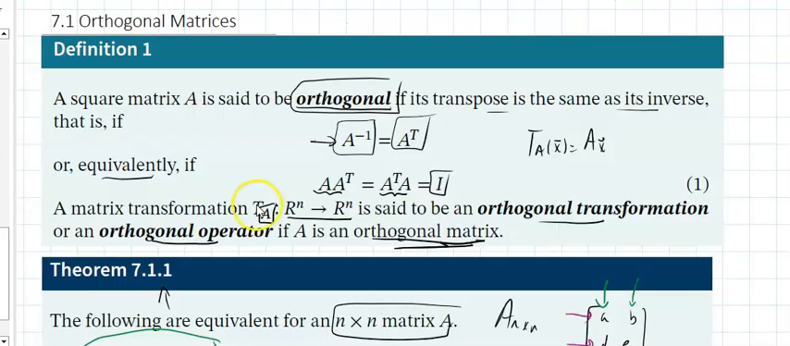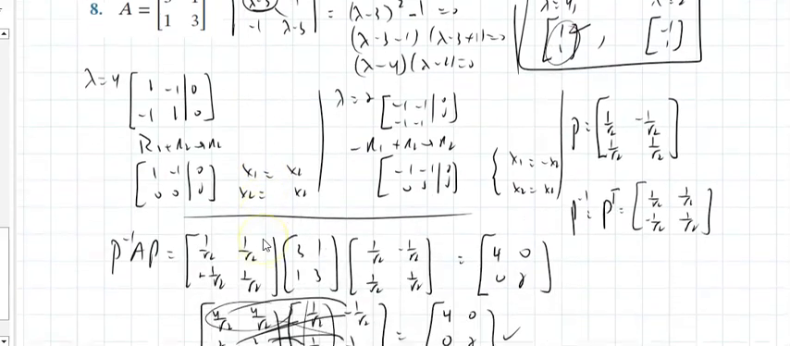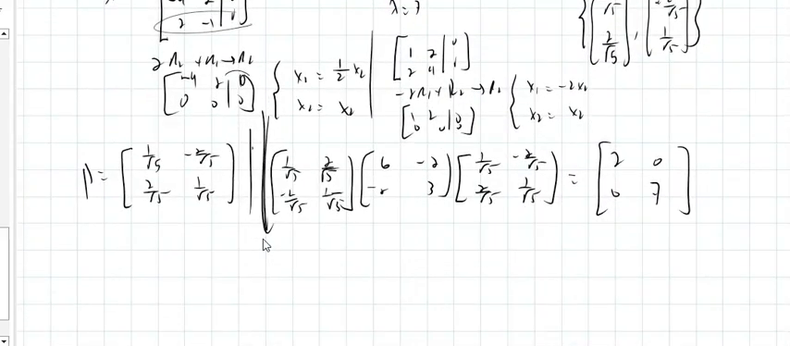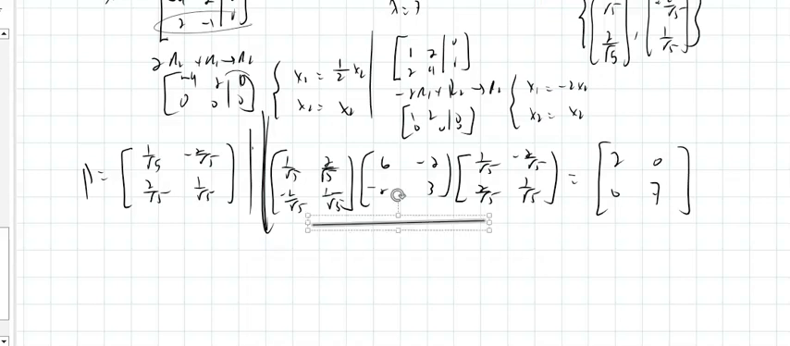Was it in the previous section? Here we go. A square matrix is orthogonal if its transpose is the same as its inverse, right? And that's how I know that's the transpose. And there it is. So the inverse and the transpose work out to be the same. And that's pretty much it for this section.